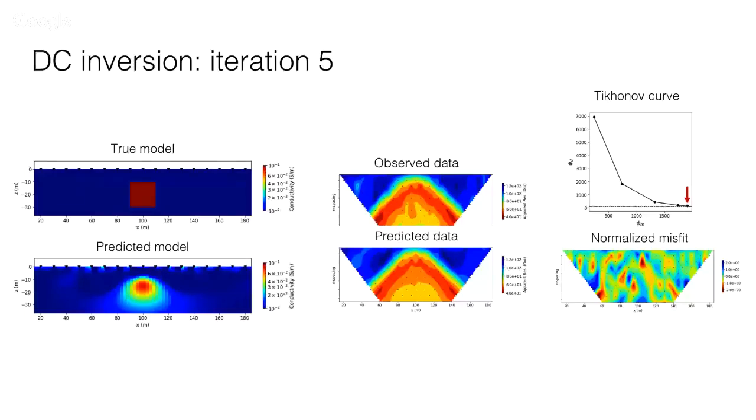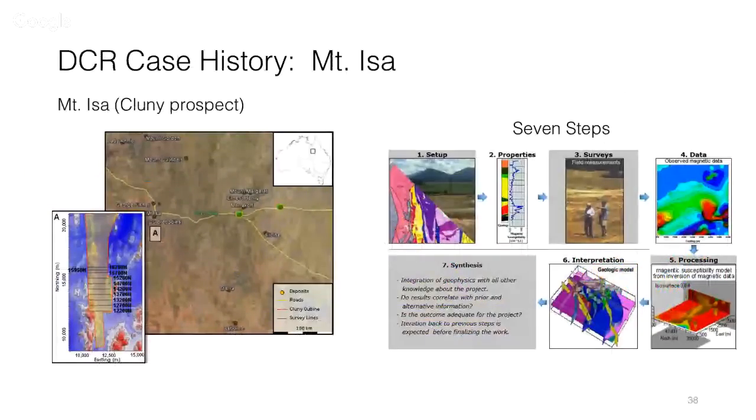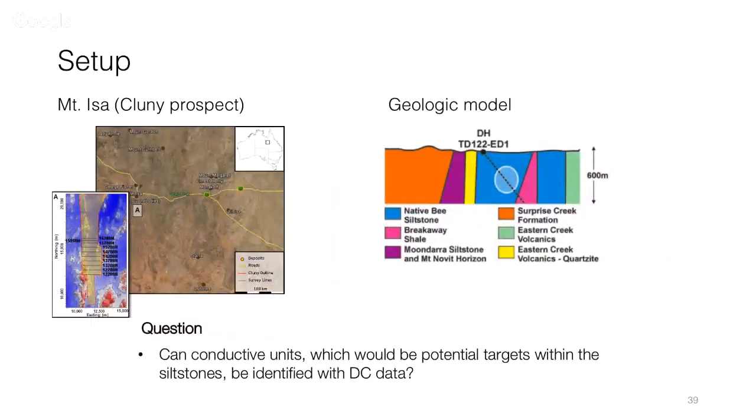So that's the procedure. I think it's worthwhile just showing how this works in real life. So I'll take a couple minutes and show you a case history. This is a place in Australia called Mount Isa, and the goal there was to try to find a potentially conductive mineral deposit in a region of siltstones and volcanics.